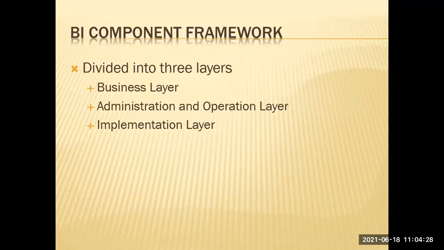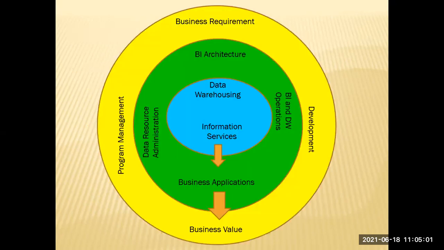So the first concept you have is the BI component framework. Here you can see how the business is divided and into how many layers you can divide any particular given business. They give you three layers there. The first one is the business layer, the second is the administration and operation layer, and third is the implementation layer. Each of these layers we will understand in detail, and each of these layers is again subdivided into various sub layers also. First, let us have a look at this particular diagram here.